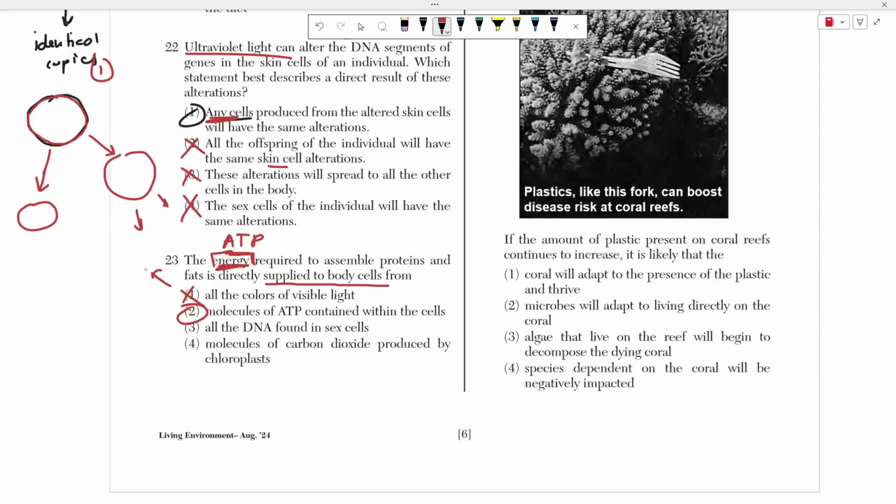All colors of visible light is what plants use to produce sugars, and they then turn those sugars into ATP. All DNA found in sex cells, and DNA do not have anything to do with energy production. 4, molecules of CO2 produced by chloroplasts. Again, chloroplasts do not produce CO2. Chloroplasts take CO2 in order to produce sugar. Okay, so again, answer choice 2 is going to be the correct answer here because of molecules of ATP contained within the cells. ATP is this unit of energy. It's the way that we store chemical energy, and we use it to power biological functions in the cell.